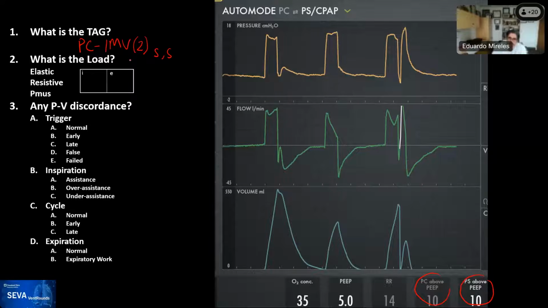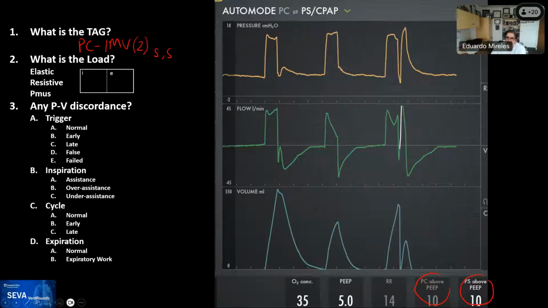Excellent. So we'll come back to the targeting scheme in a second. Let's finish reading this, not the targeting, the whole tag, in a second. But what do you think is the load? Elastic, resistive, or PMUS? This is the moment where you test yourself just by looking at the waveforms. What do you think is the main load?